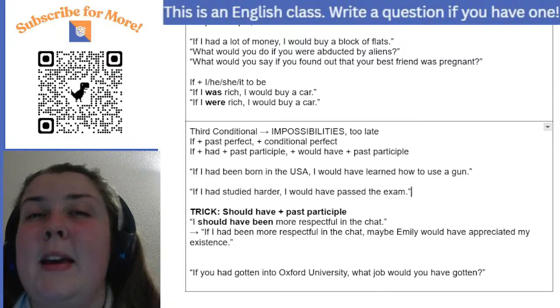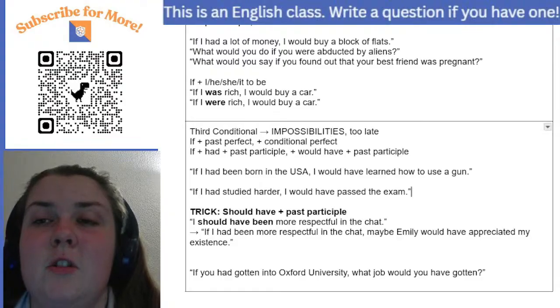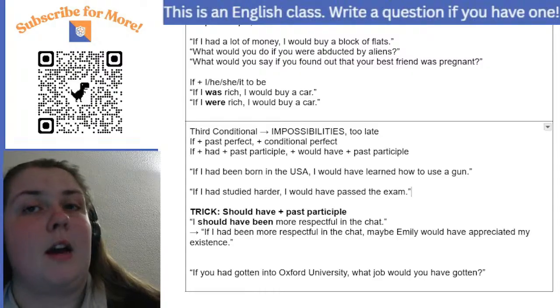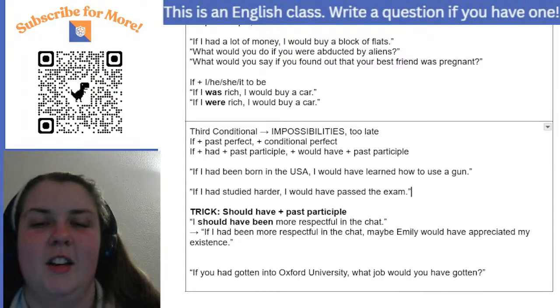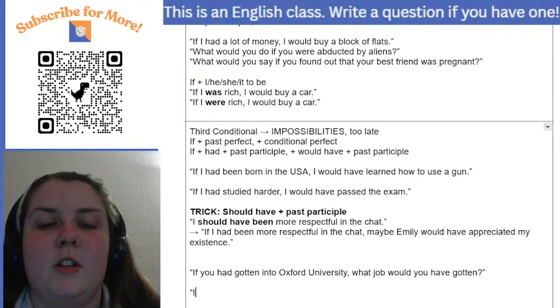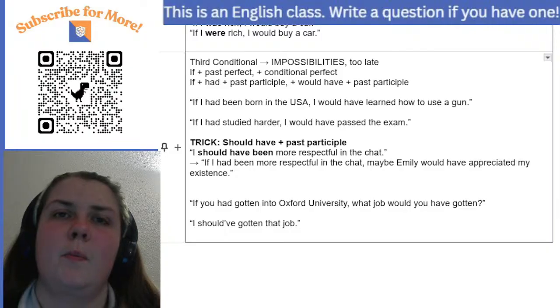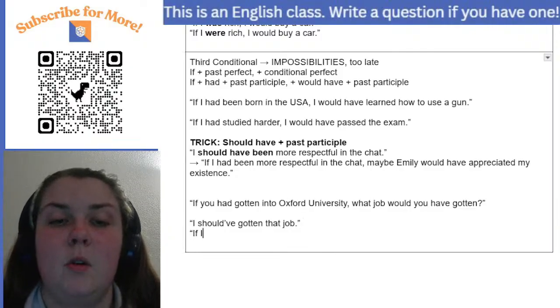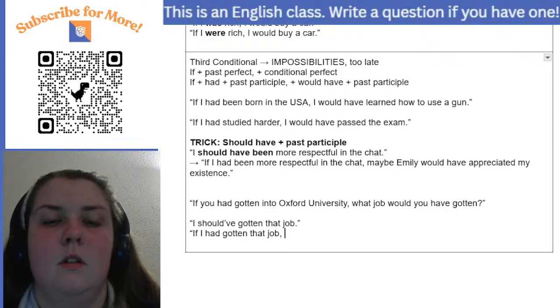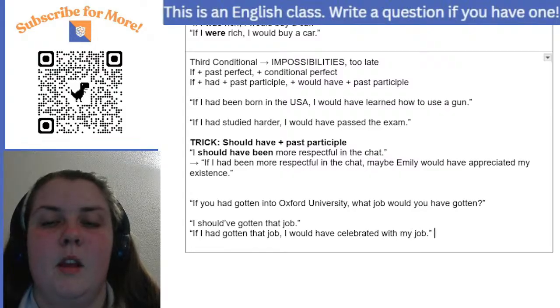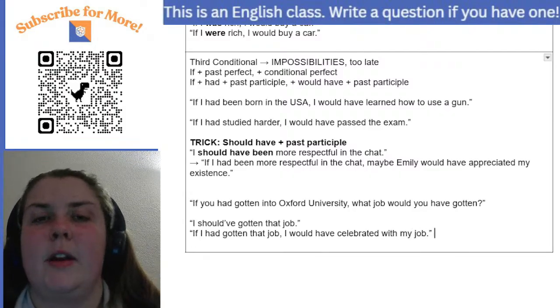I think one of the biggest problems when it comes to learning these conditionals is that students find it very difficult to think of examples. And that's what I would like to call upon talking to you guys. What regrets do you have? You could say something like, I should have gotten that job. I don't know why I didn't get that job. If I had gotten that job, what would have happened? I would have celebrated with my family. I would have received a better salary, right?